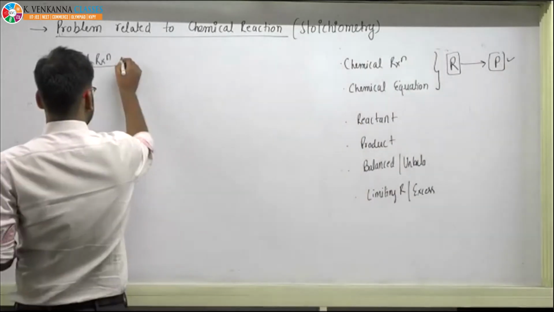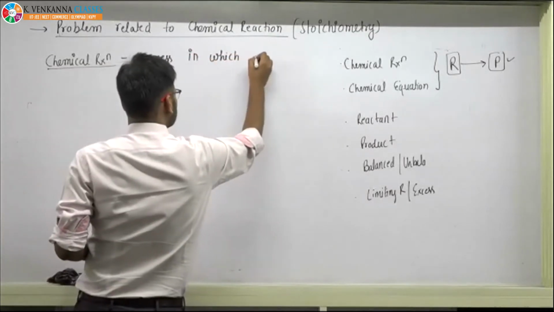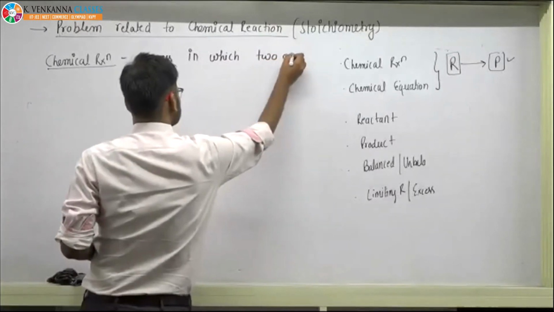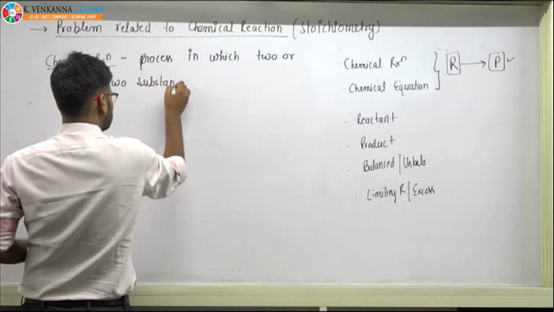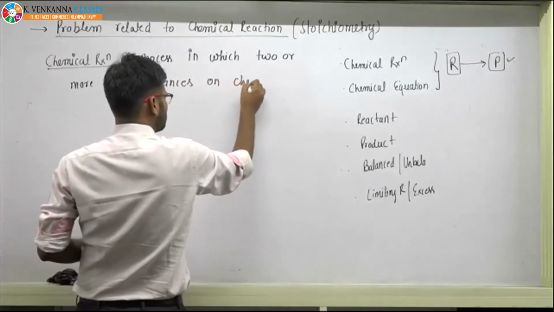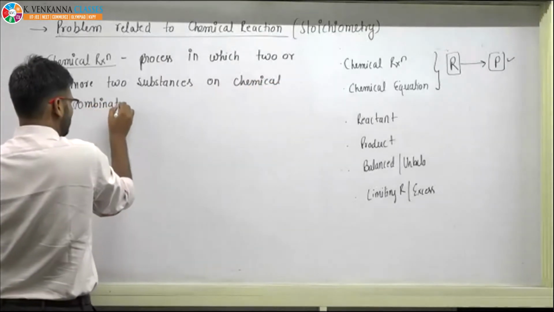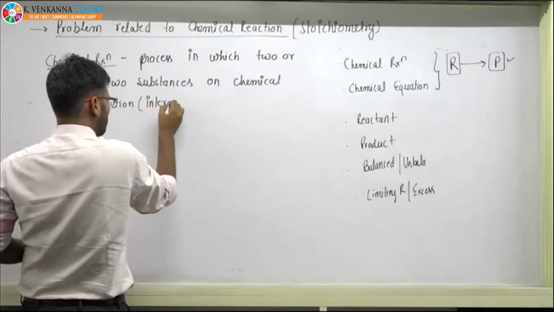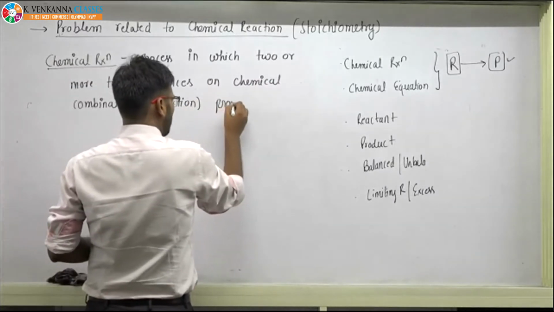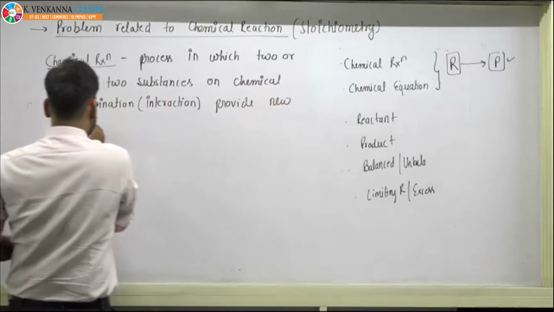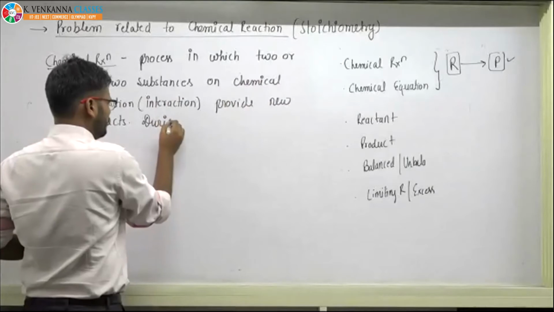So a chemical reaction is a process in which two or more substances, on chemical combination or interaction, or interacting with each other, provide new products. During the process, this is important.